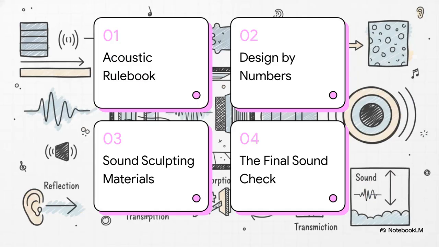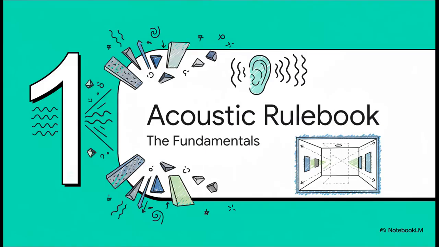So here's our game plan for this explainer. First, we'll dive into the architect's acoustic rulebook. Then we'll get our hands dirty designing by the numbers. After that, we'll pick the right materials to really sculpt the sound. And finally, the big moment, the final sound check, to see if we nailed it. All right, first things first, the rulebook.